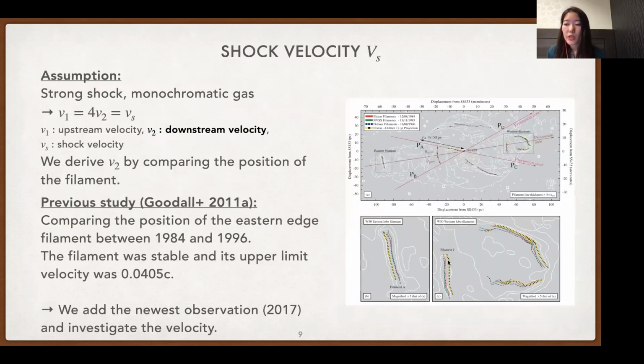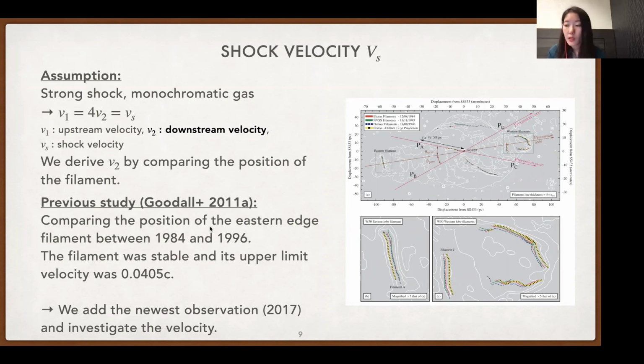And next, we investigated the shock velocity. Note that we require some assumptions to derive the shock velocity by radio observation. In the case of strong shock and monochromatic gas, the shock velocity is consistent with the upstream velocity and 4 times the downstream velocity. So we derive the downstream velocity directly by comparing the position of the eastern edge filament.